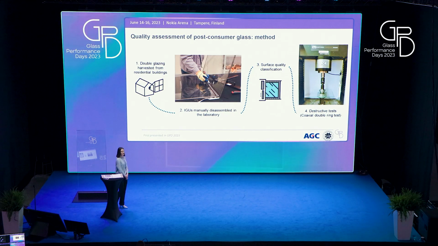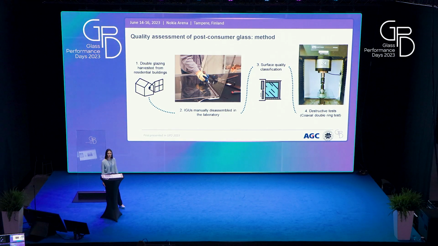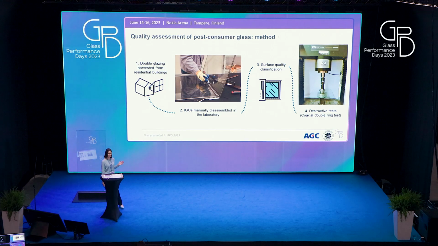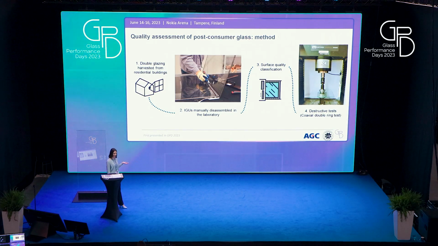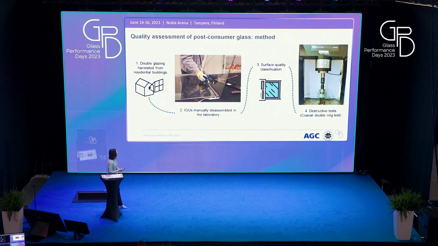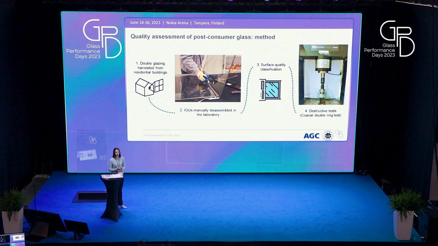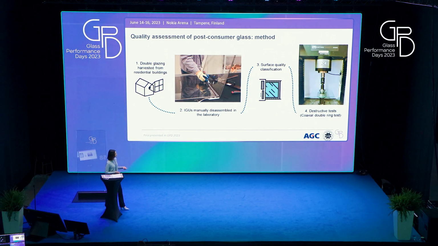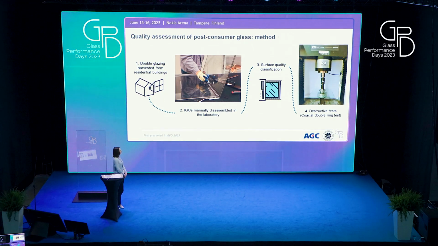So here you can see the steps that were followed during the quality assessment of the post-consumer panel. First we had the harvesting phase of the double glazing from residential buildings. Then we manually disassembled the IGU in the laboratory. Then a surface scanner located in a production line was used to spot the distribution of defects on the glass panel surface. And in the end, the post-consumer glass was tested with a coaxial double ring test in order to assess its mechanical performance.